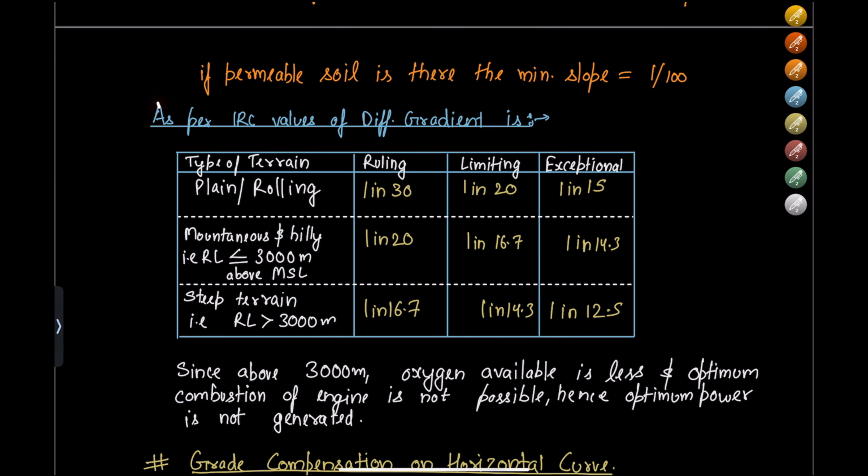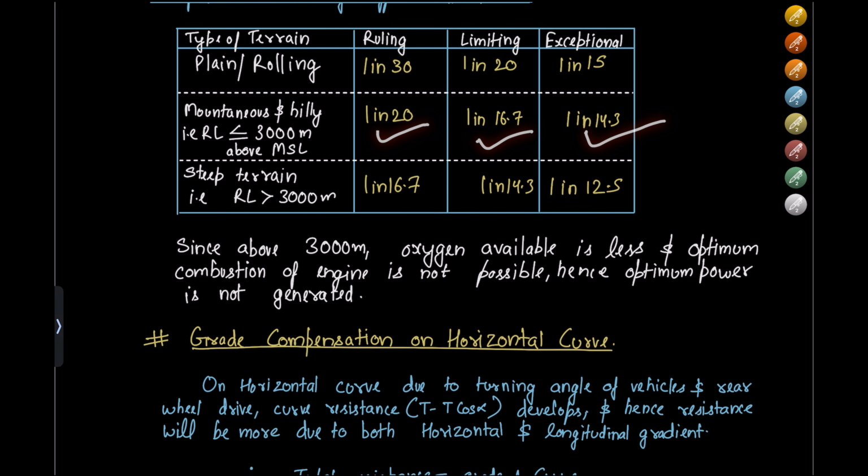So as per the IRC, following are the gradients as provided by IRC. Ruling gradient is 1 in 30, limiting 1 in 20, exceptional 1 in 15 for plain terrain. Then mountainous region is where RL is greater than 300 meter but less than or equal to 3000 meter. Then the ruling gradient is 1 in 20, 1 in 16.7, 1 in 14.3. Steep terrain is when RL is greater than 3000 meter, then gradient is 1 in 16.7, 1 in 14.3 and 1 in 12.5.